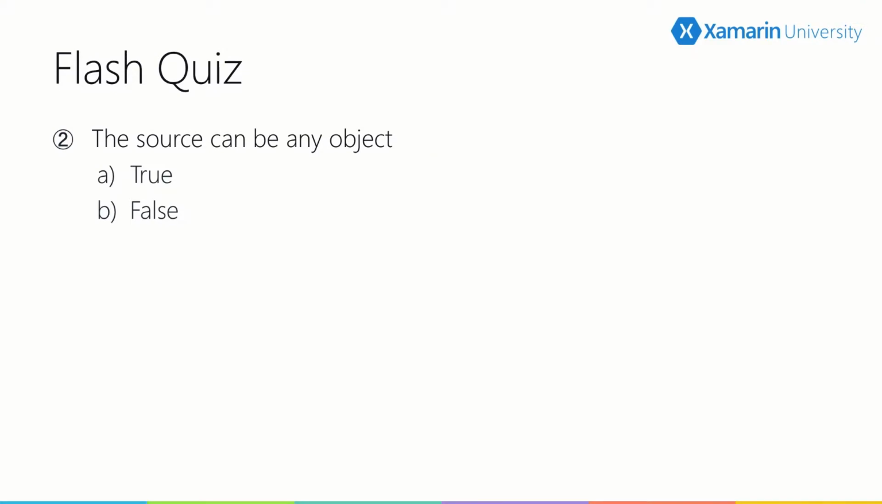Question number 2. When using bindings, what about our source? Can that be any object? A, yes, or B, no? That can really be any object. And by that we mean it doesn't have to implement any specific interfaces. It doesn't have to derive from any specific subclasses. Of course, if you want these features, like INotifyPropertyChanged, then you will have to implement this interface. Also, there are some limitations. For instance, your object must be accessible and it must contain public properties.